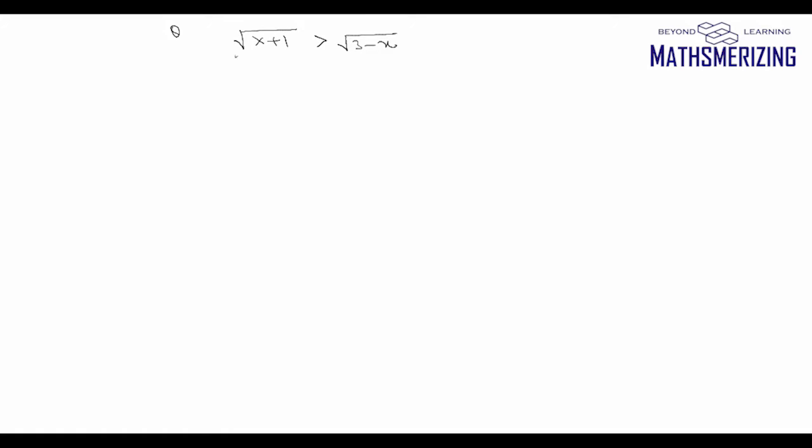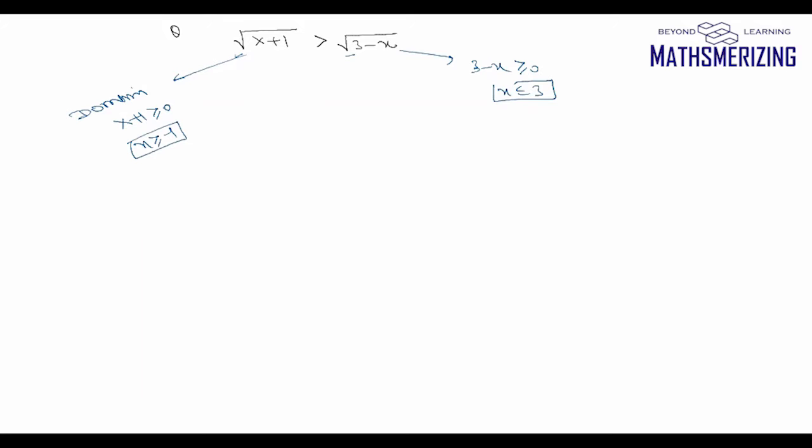First, I see two square root expressions, so I need to find the domain of both. For this one, the domain will simply be x plus 1 greater than or equal to 0, that is, x is greater than or equal to minus 1. And for this one, it will be 3 minus x greater than or equal to 0, so x is less than or equal to 3. So first, I'll find the domain of both the functions.